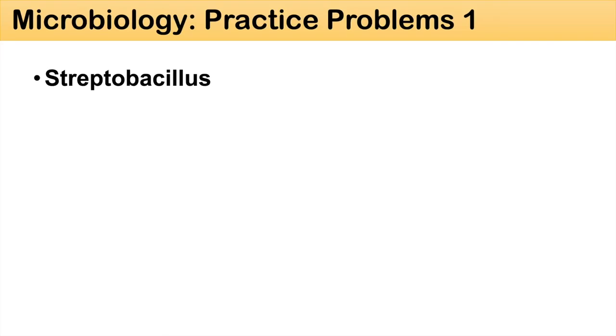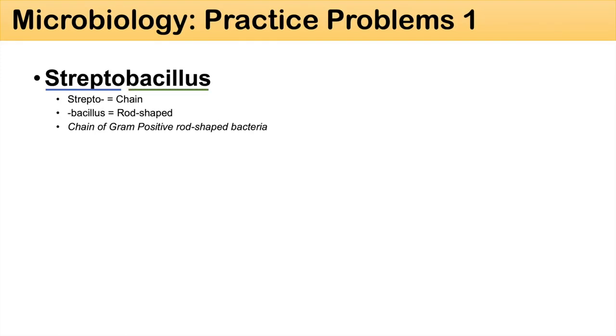So the first one is streptobacillus. If we break it down, the prefix strepto means chain, and bacillus means rod-shaped. So streptobacillus means a chain of gram-positive rod-shaped bacteria. You might not necessarily know that it's gram-positive, but it is. But really what streptobacillus means is it's a chain of rod-shaped bacteria.